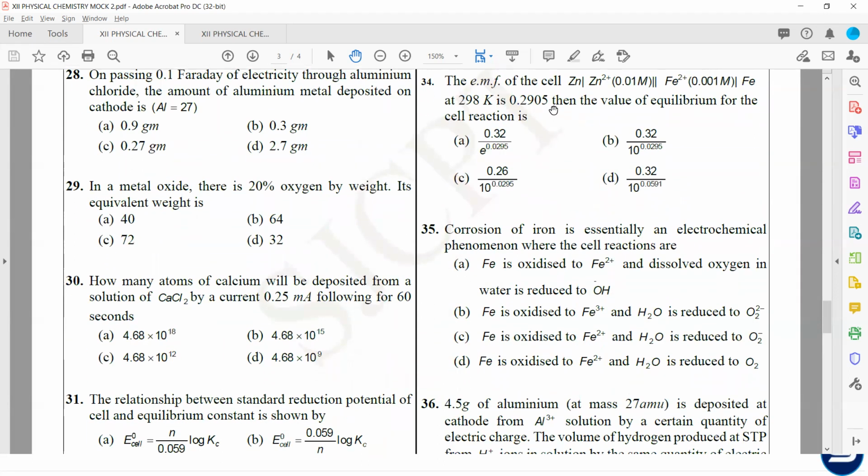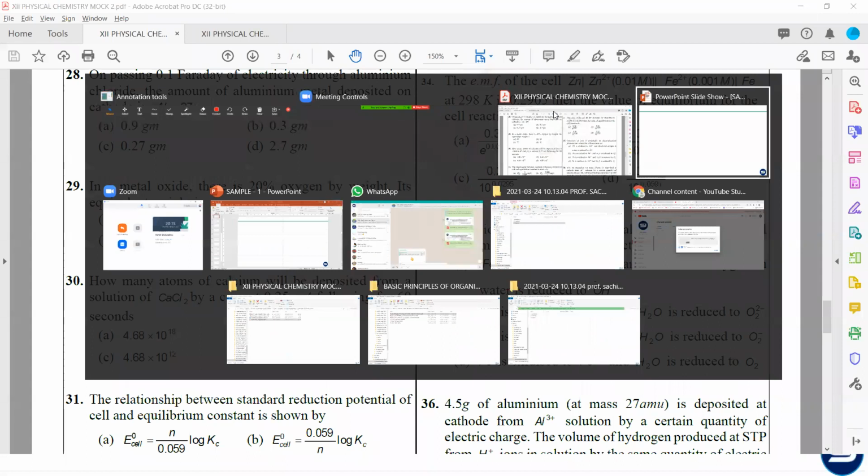34th was a good question. The EMF of the cell is 0.2905 volts. Then the value of equilibrium constant for the cell reaction is? I don't know how to solve it in the form of e raised to something. Just do the solving here.